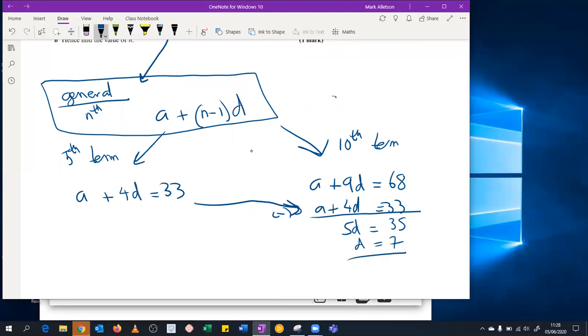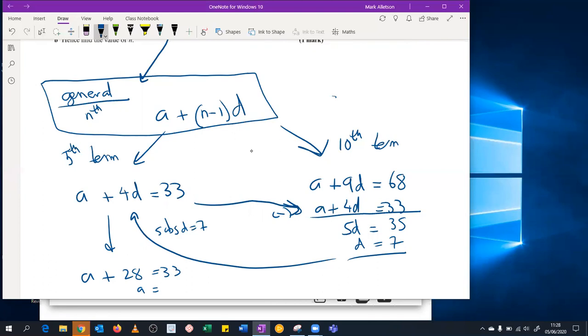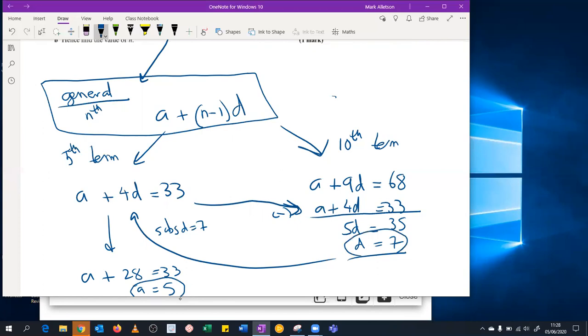Once you know that d is 7, you can substitute back in to find a. So I'm going to substitute back in that d is 7. This gives me a + 4 times 7, which is 28, equals 33. And therefore a is 33 take away 28, so a is 5. So looking at this, we now know that the difference d is 7 and a equals 5. Remember, a is the first term, and d is the difference.